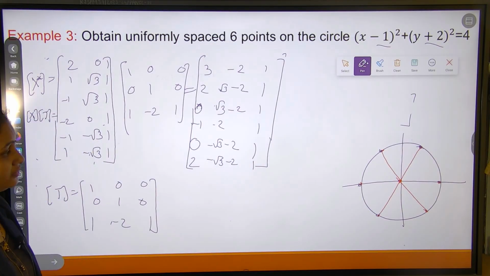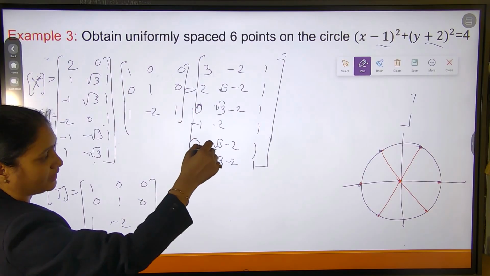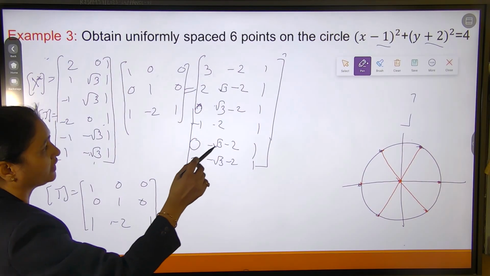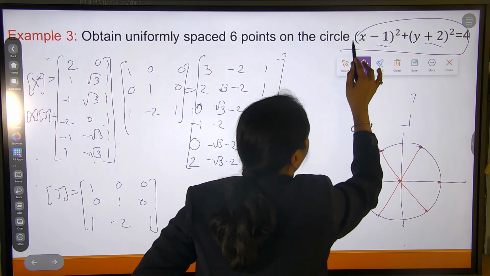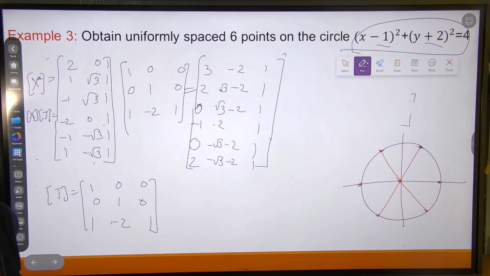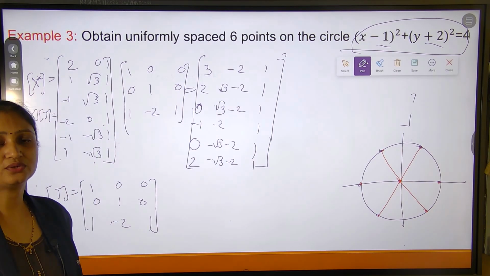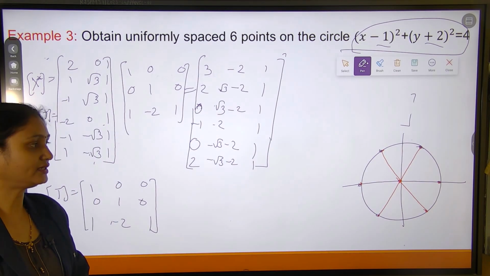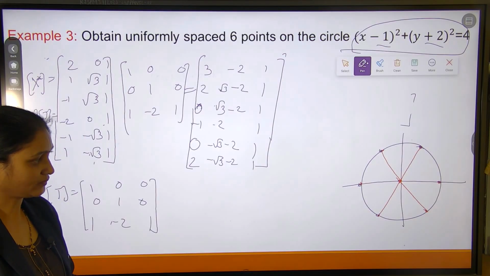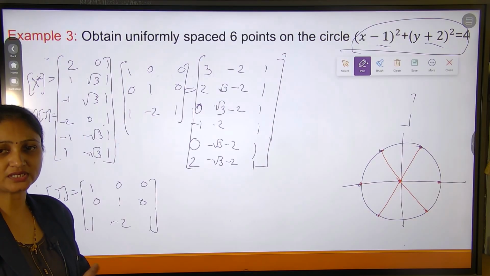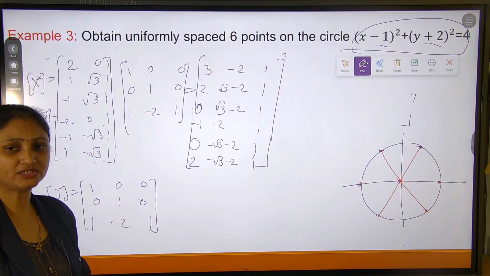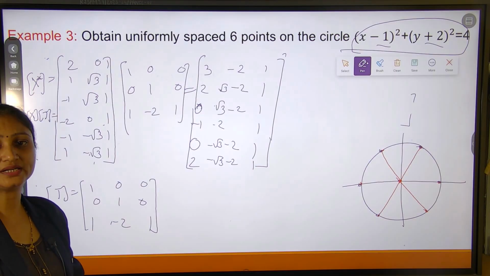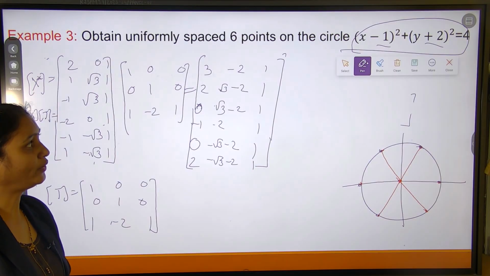So these are the 6 equally spaced points on the circle whose equation is this. So in this way, using the recursive formula, we can find any number of equally spaced points on the circle at origin, as well as on the circle whose center is at the point h, k.